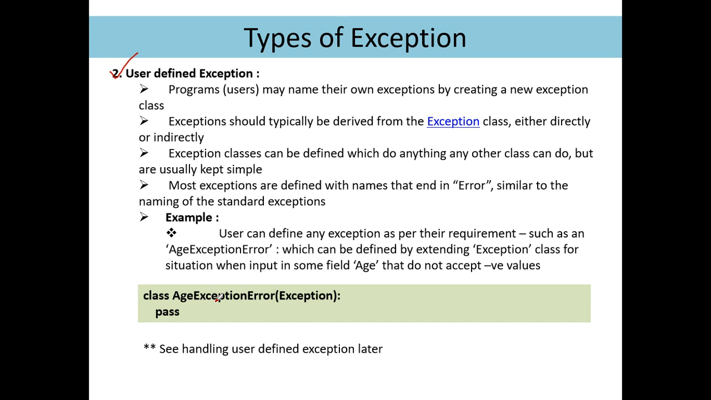Next, we have user-defined exception. Now, what is a user-defined exception? It can be defined by the programmer as per their need. An exception should typically be derived from the Exception class, either directly or indirectly. Here, indirectly means you can derive your own exception class from some subclass of the Exception class.